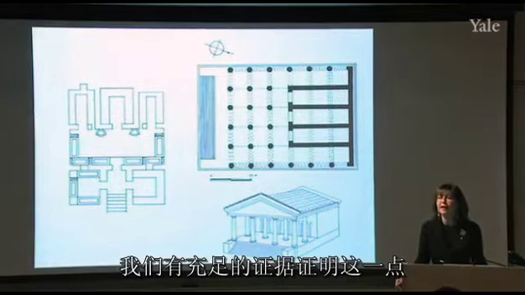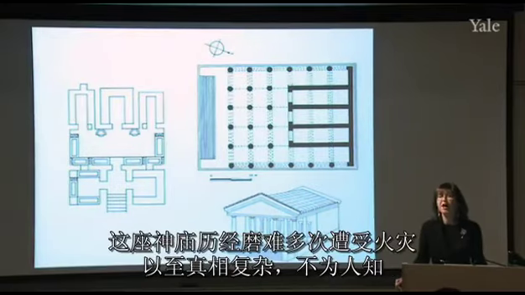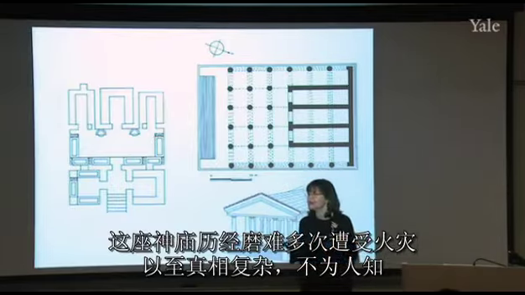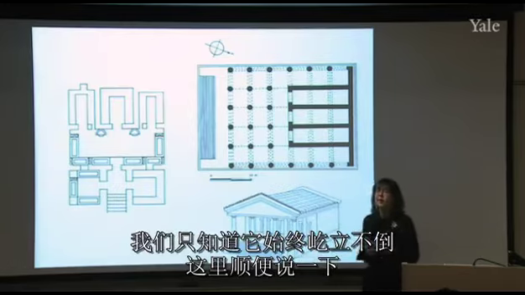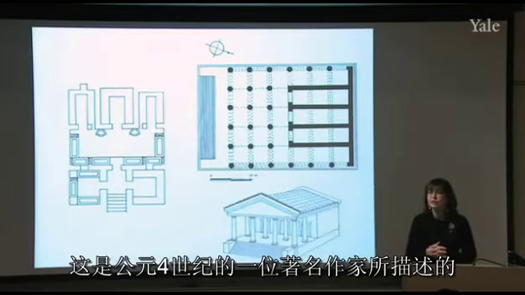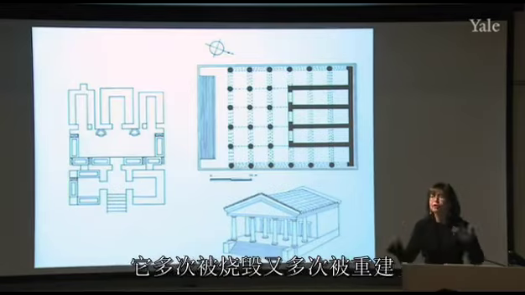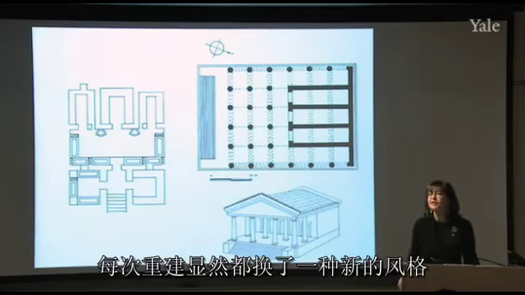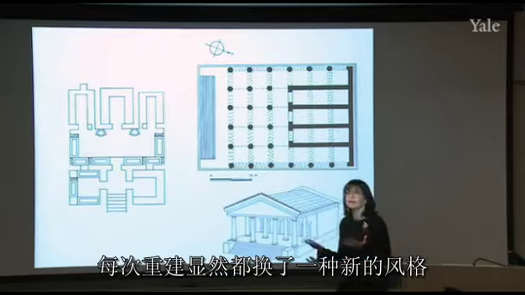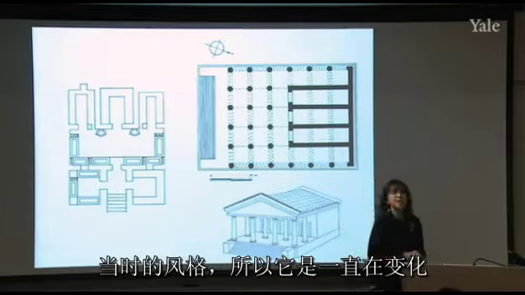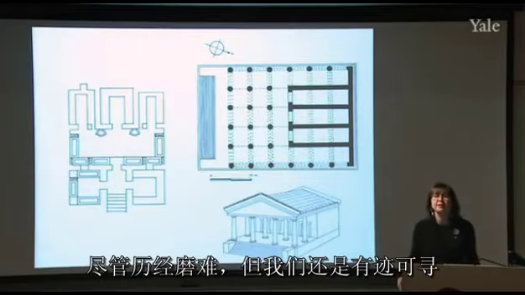We have, believe it or not, quite a bit of evidence. It's complicated by the fact that this temple burned down quite a number of times throughout its history. We know it was still standing, by the way, in the 4th century AD, when it was described by a very famous writer. So it had a very long history, but it burned down several times. And it was rebuilt several times, and each time it was obviously rebuilt in a new style, whatever was au courant at that time. So it changed considerably, and nonetheless, we do have quite a bit of information about it.